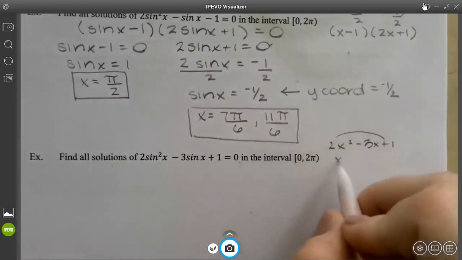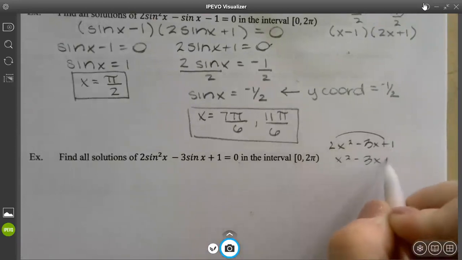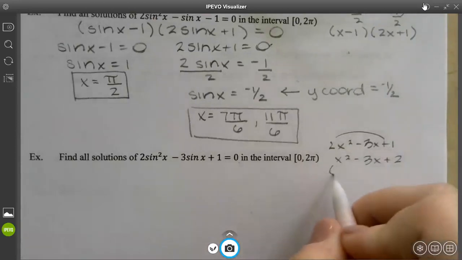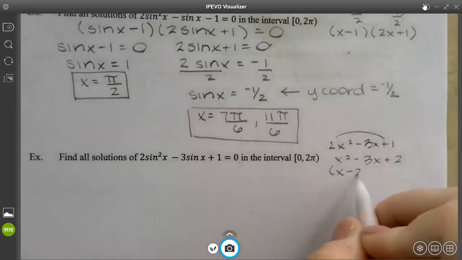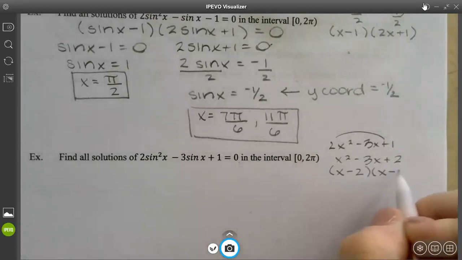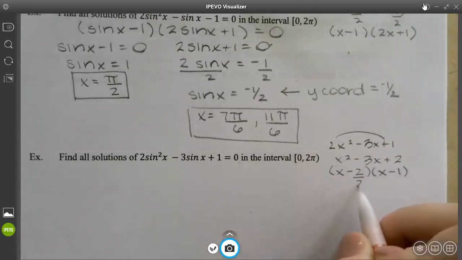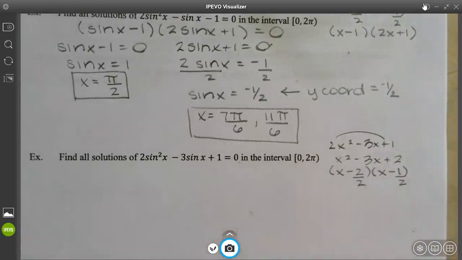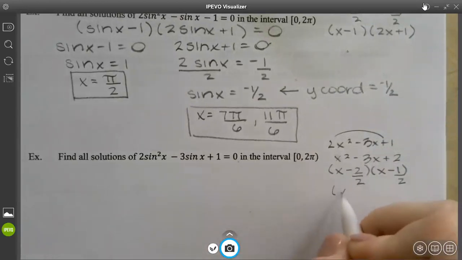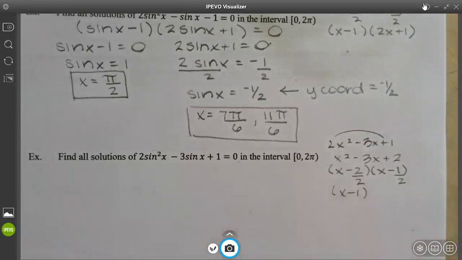Divide and divide. So I get x squared minus 3x plus 2. Factors of 2 that add to -3. And then we have to divide by 2. So the first factor is going to be x minus 1. The second factor is 2x minus 1.